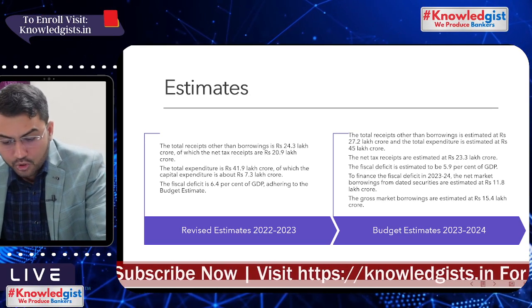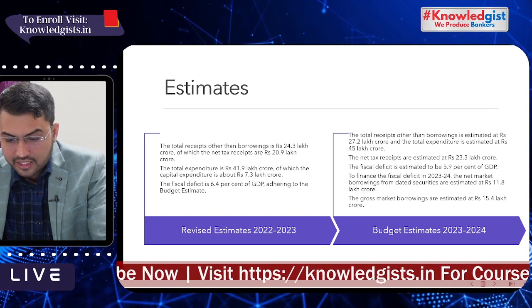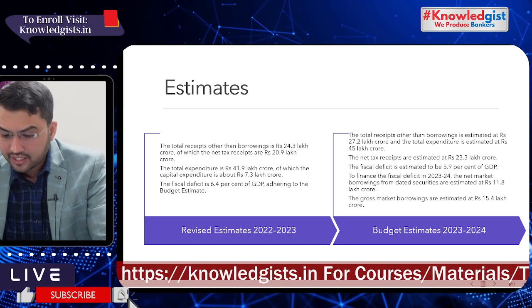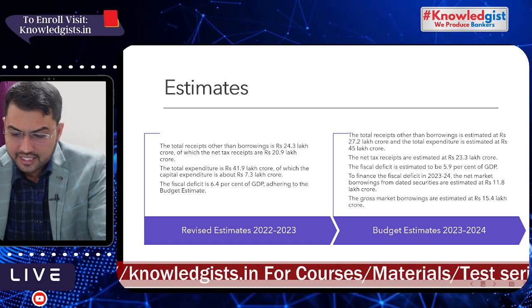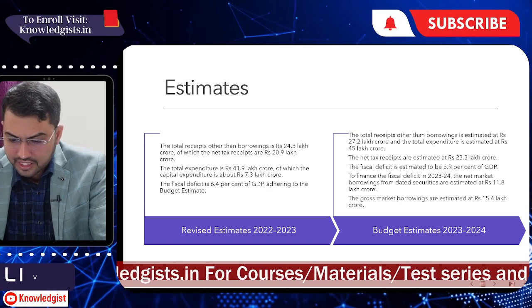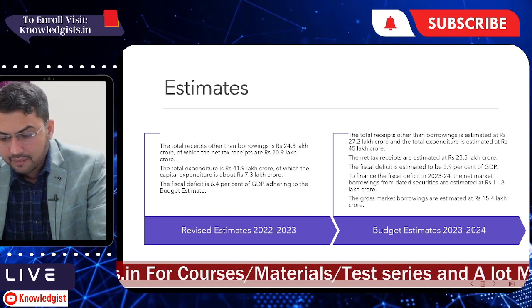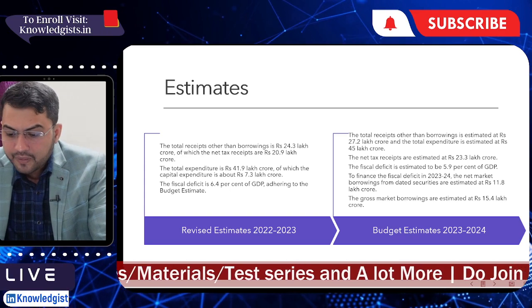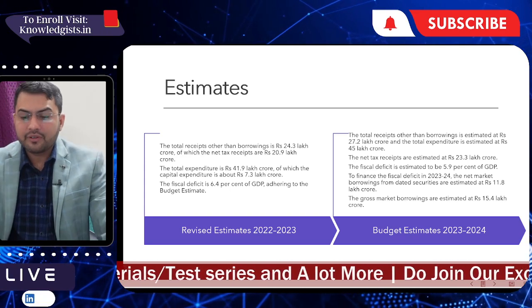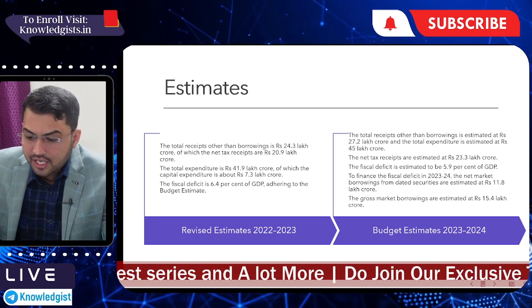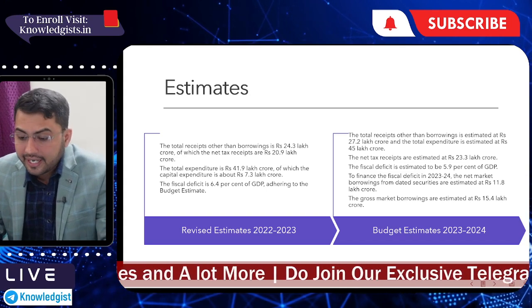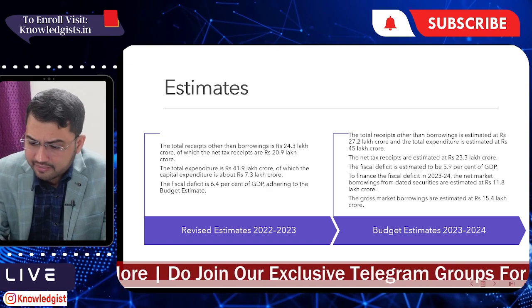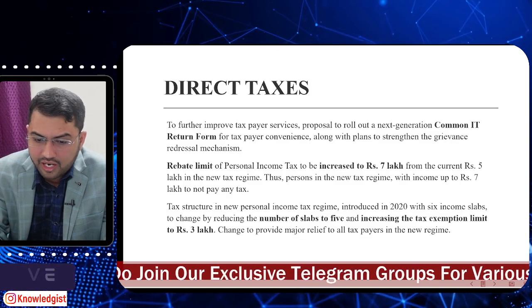Most important is the budget estimates for the next year. The net tax receipts are estimated at 23.3 lakh crore. Fiscal deficit is estimated at 5.9% of GDP. The finance for the fiscal deficit in 2023 and 2024, meaning the next fiscal year: the net market borrowing from dated securities, meaning the bonds, is estimated at 11.8 lakh crore. The gross market borrowing is estimated at 15.4 lakh crore.